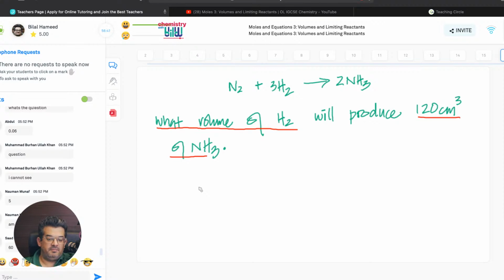Somebody said 60. No, it's not 60. It's 180 cm cube. Or I think 180 cm cube is 0.18 dm cube. Yep, Noor, you are absolutely right.